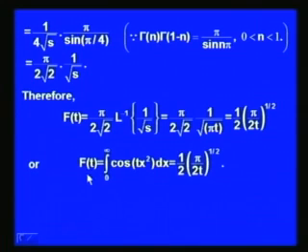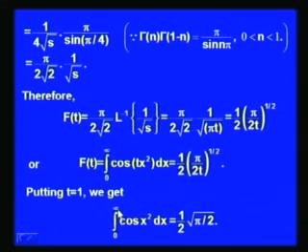and thus f t becomes equal to integral 0 to infinity cos t x square dx equal to 1 by 2 into pi by 2 t raised to the power half. Now, let us take t equal to 1 to have the value of the desired integral. We get the desired integral as integral 0 to infinity cos x square dx equal to 1 by 2 pi by 2 raised to the power half, that is square root of pi by 2.